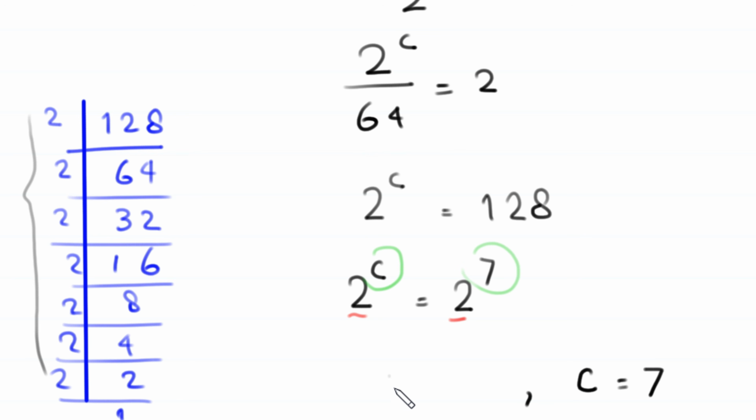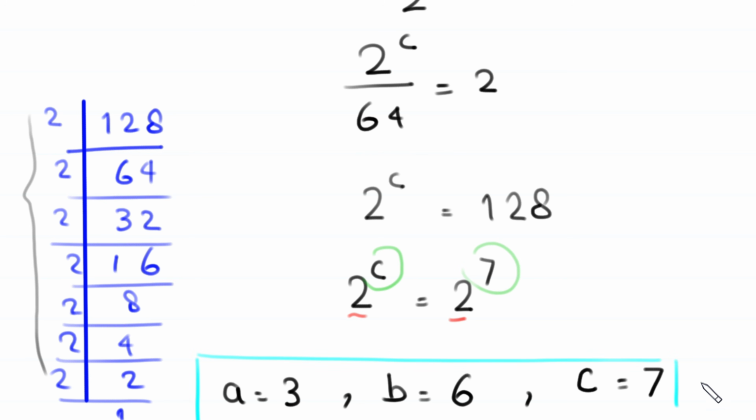First we found that b is equal to 6 and a is equal to 3. These are the required values of a, b and c. This is the final answer of this problem.